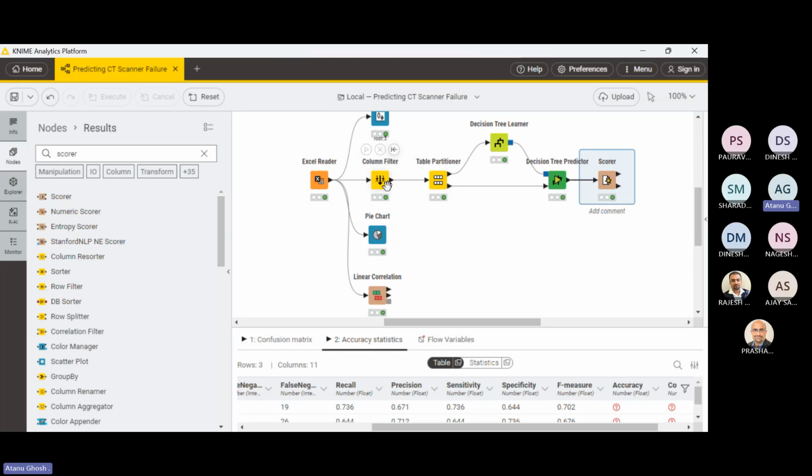So obviously from column filter, we can branch off, and then we have to do these two pre-processing steps, one hot encoding and normalization, and then do table partition, and then regression learner and regression predictor.